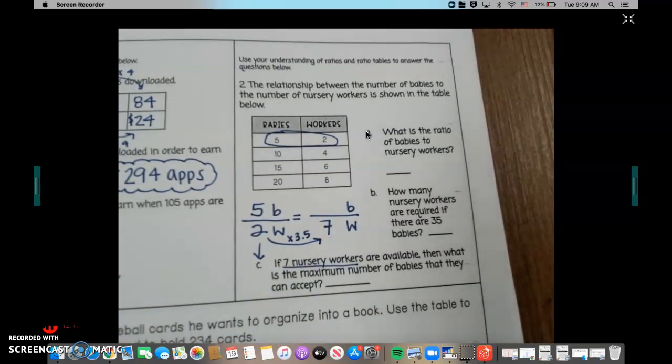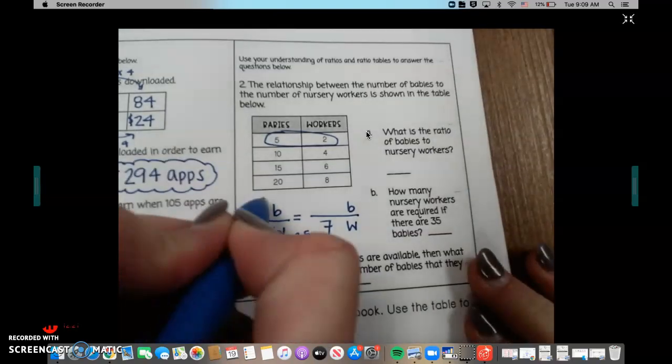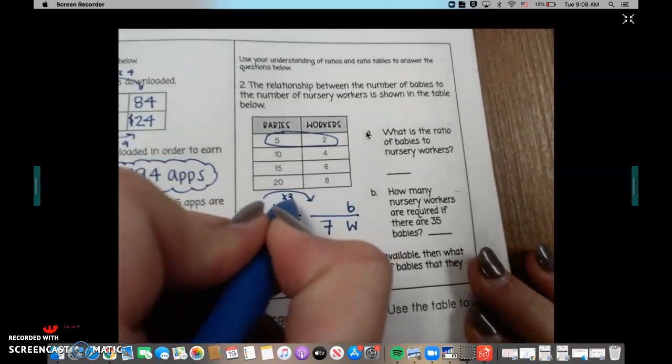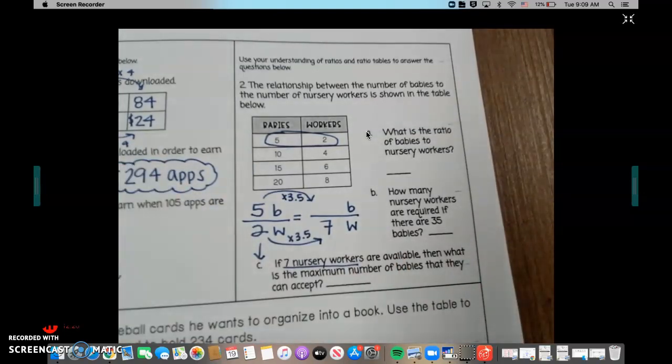Miss Becky, can we do that? Can we multiply by a decimal? Yeah, we can. We sure can. So if I multiply by 3.5 on the bottom, what do I have to do to the top, everybody? The same thing. So in your calculator, you're doing 5 times 3.5. Put your hand on your head when you've got an answer.